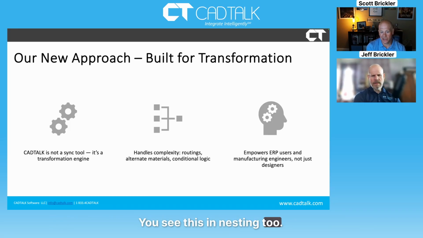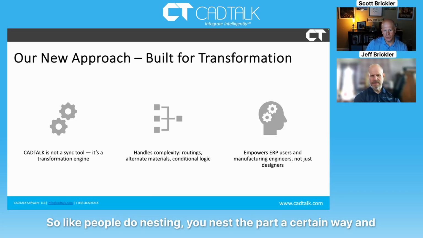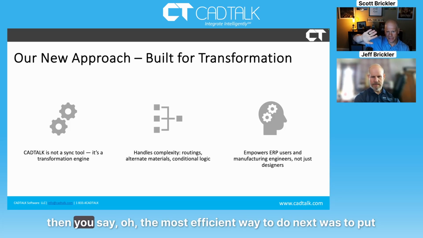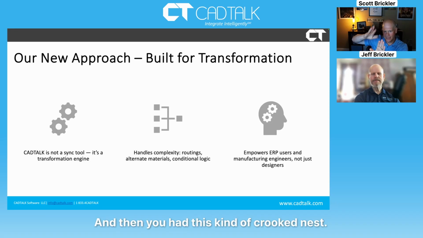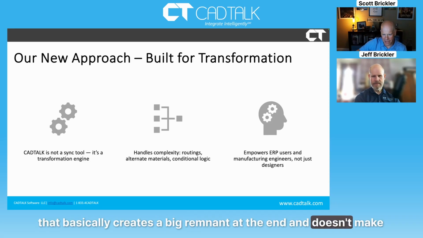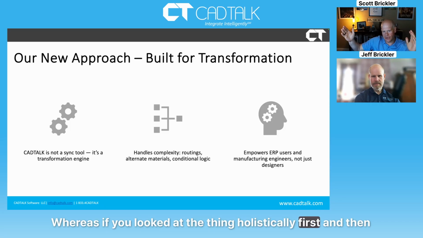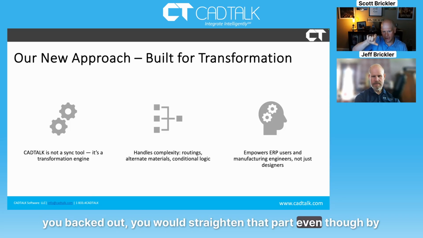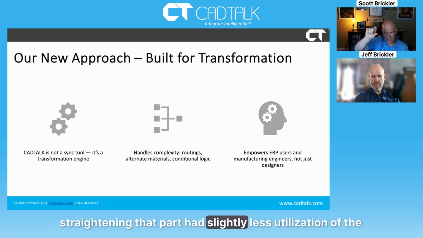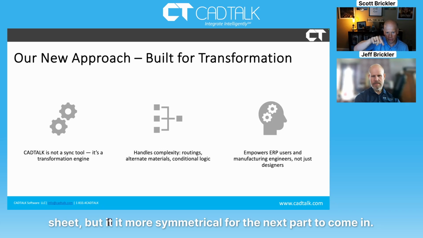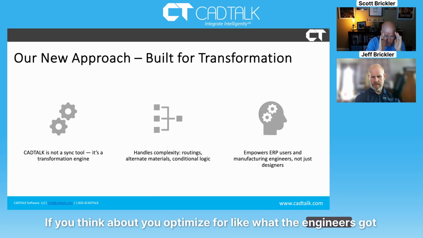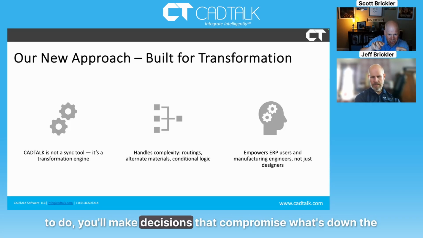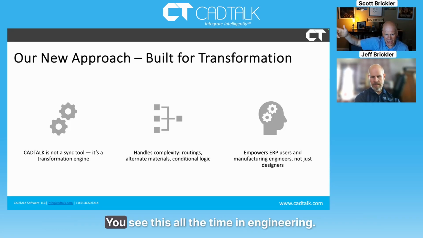You see this in nesting too. People who do nesting nest a part a certain way, and then say, oh, the most efficient way to do the next one is to put this here. And then you have this crooked nest that creates a big remnant at the end and doesn't make any sense. Whereas if you looked at the thing holistically first and then backed out, you would straighten that part, even though it had slightly less utilization of the sheet, because it made it more symmetrical for the next part to come in. The same thing happens in process. If you optimize for what the engineer's got to do, you'll make decisions that compromise what's done. You see this all the time in engineering.